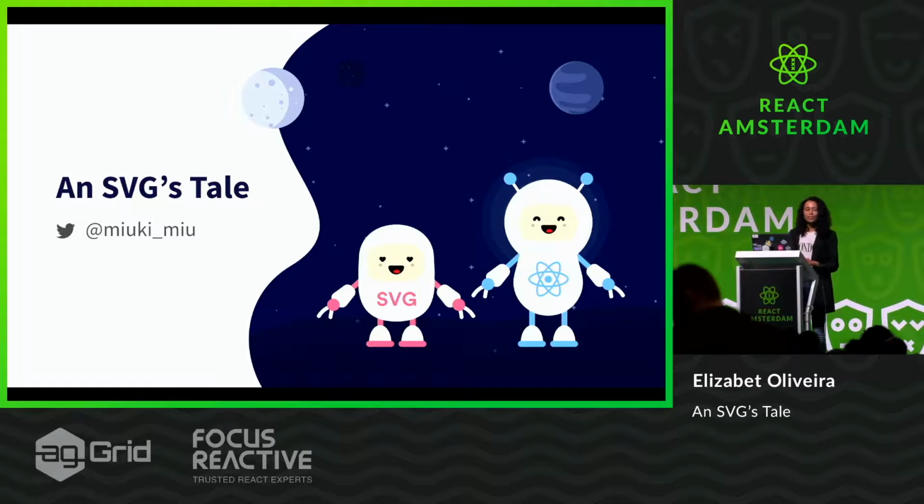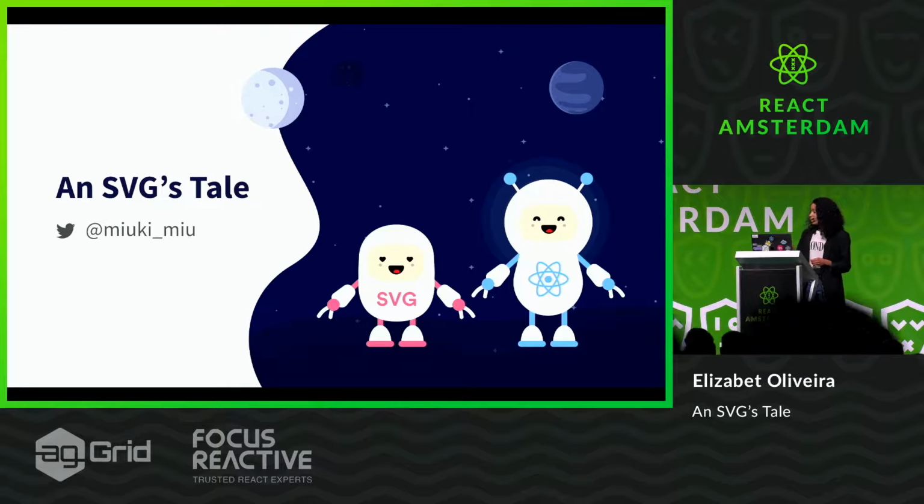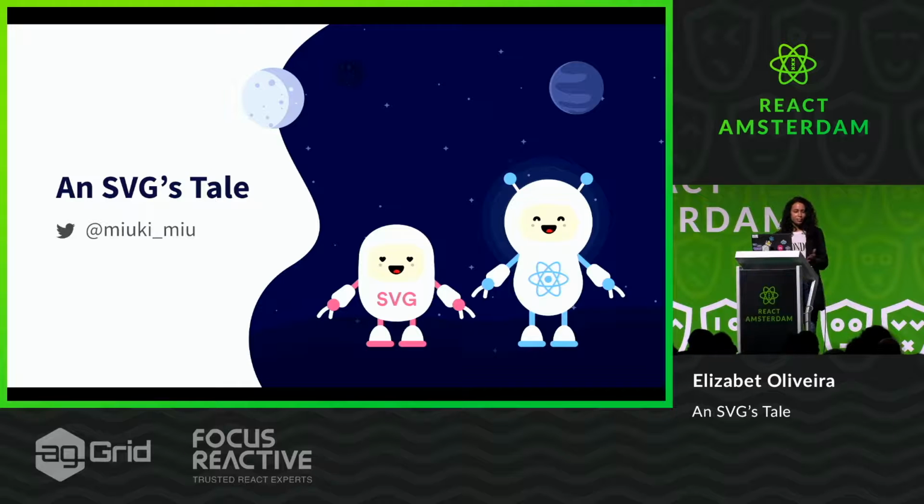So today I'm going to tell a story, and it's called An SVG's Tale. It's about a little girl called SVG, and this little girl is despised by her family, and one day she meets this awesome boy called React, and after that they start working together, and the SVG starts being happier.